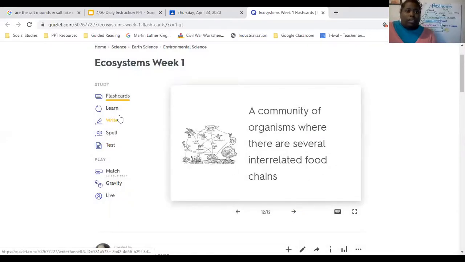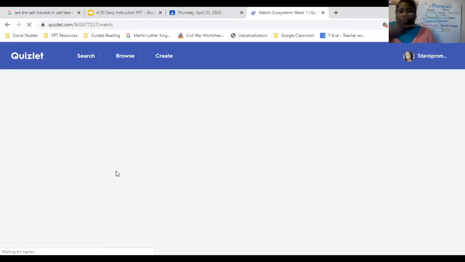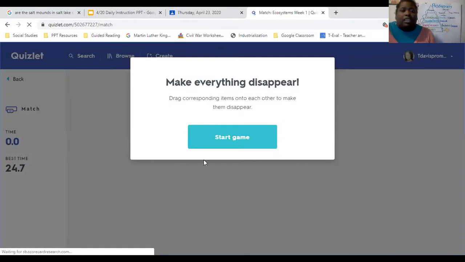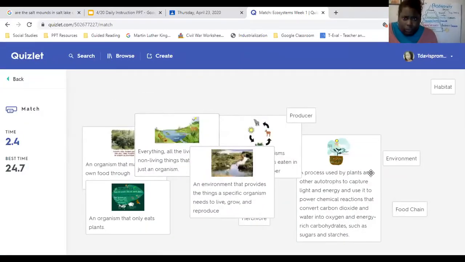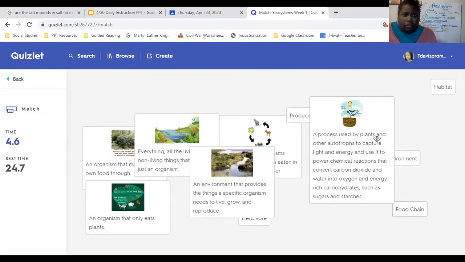All right, so once you finish going over your fab vocab at least two times, then Ms. Davis wants you to play the match game. And the match game just helps you become more familiar or acclimated with your vocabulary words.